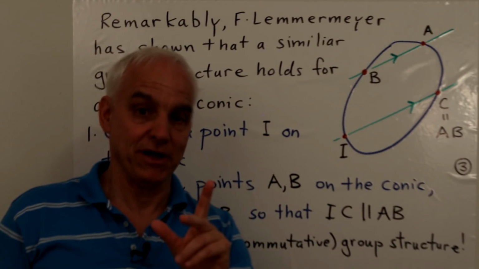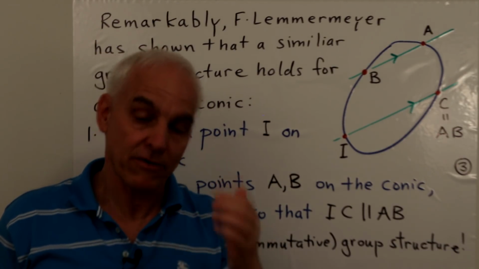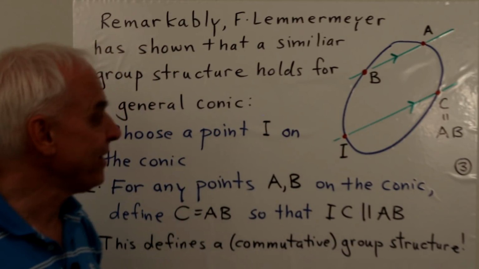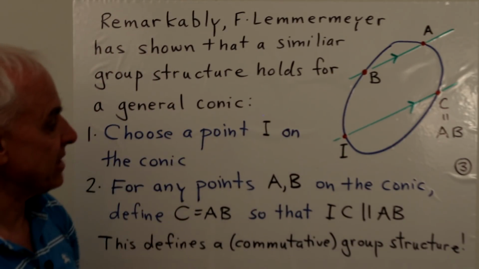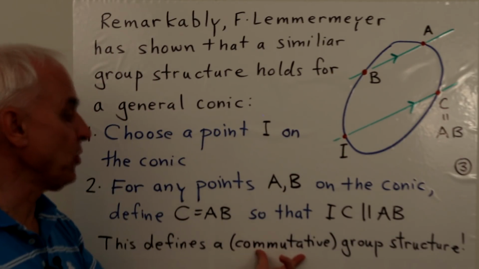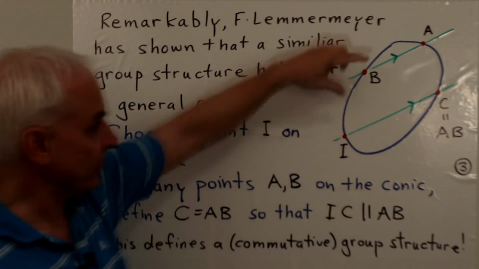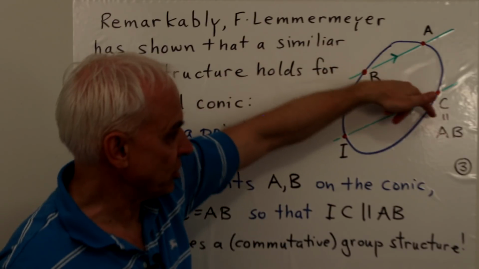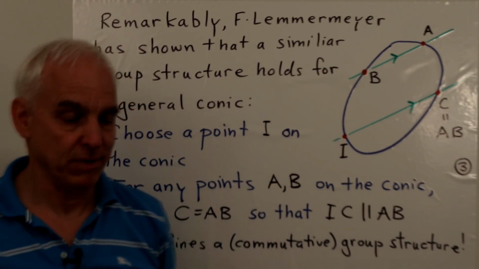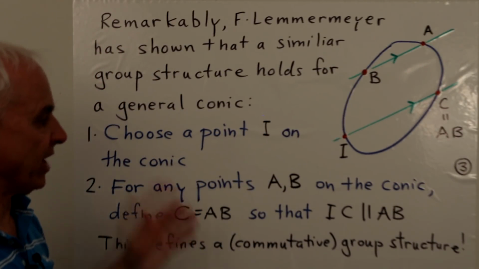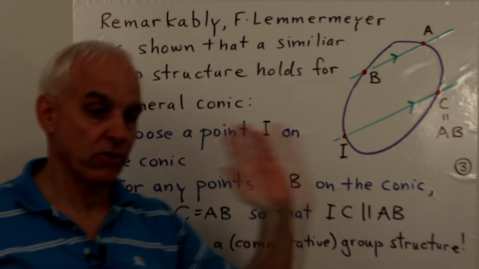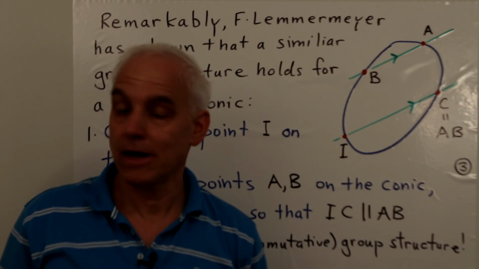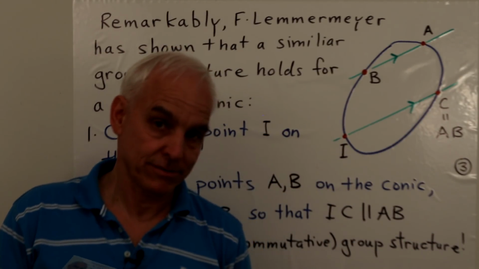So associativity, not entirely obvious, is some kind of consequence of Pascal's theorem, which is a very pleasant aspect of it. And it's moreover a commutative group structure. That's kind of obvious because it doesn't matter whether you're taking A or B first. The construction shows that it's going to be AB equals BA. So this is a general phenomena for a general conic, including hyperbolas, parabolas, ellipses.